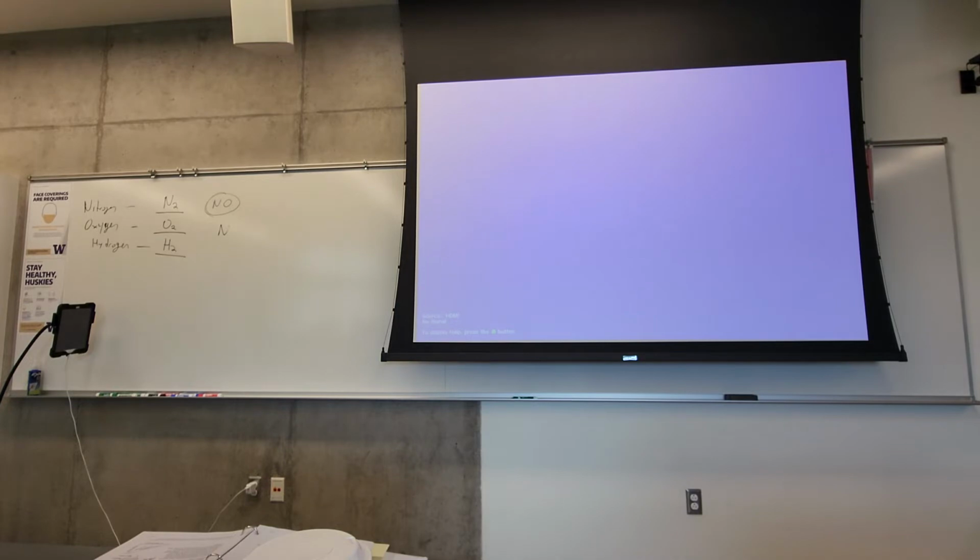For the larger chart, is this supposed to be for the classwork or for the exercise later? That's for problems 3 and 4. Oh, okay, sounds good. Thank you.